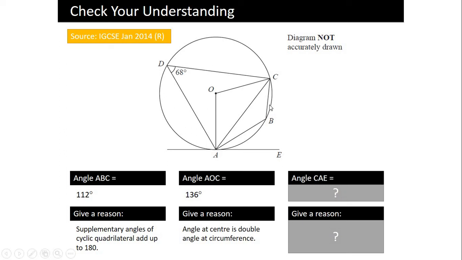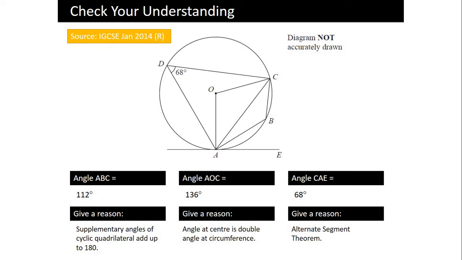Lastly, it wants us to work out angle CAE. Well, hopefully you're recognising straight away that's between the tangent and the triangle. So here's the triangle. It's just slightly more confusing because we've got more information on here, but hopefully you're recognising this is the alternate segment theorem, and this is going to be equal to the alternate angle over here. So it's going to be 68 degrees, and we just state by the alternate segment theorem.